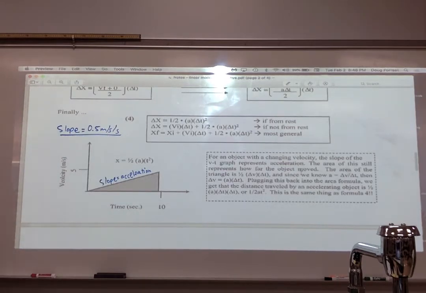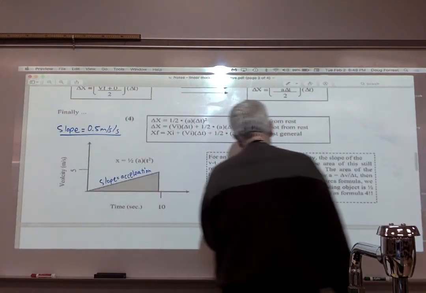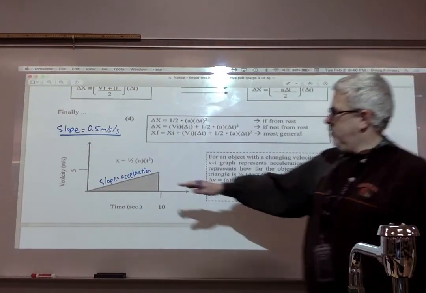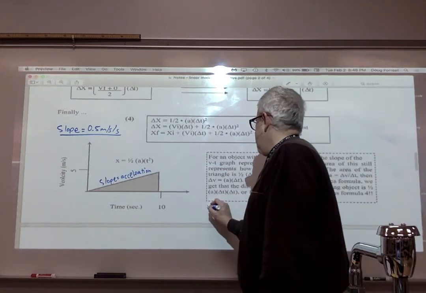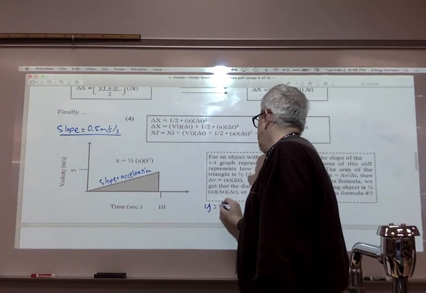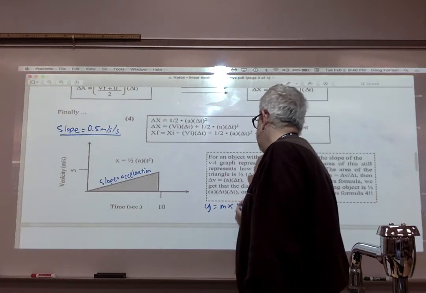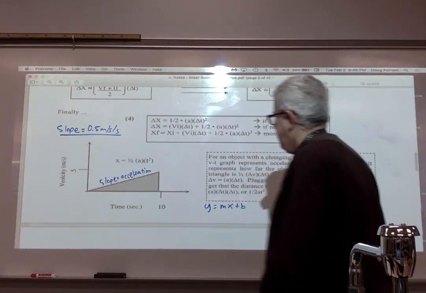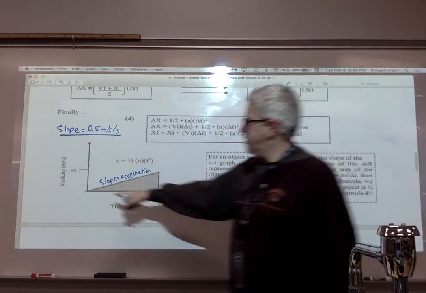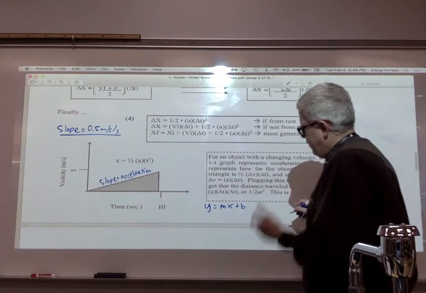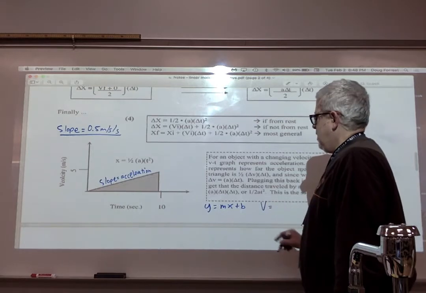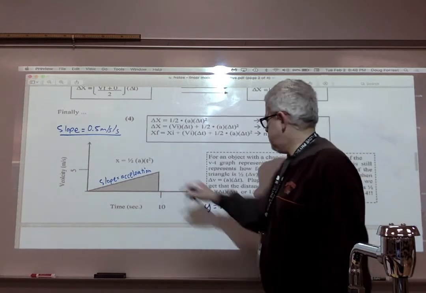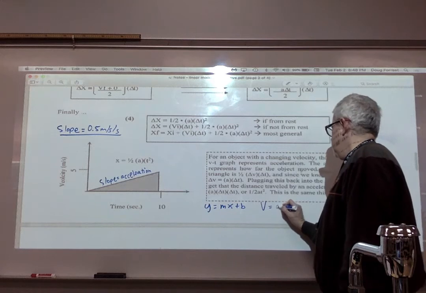Now, I've also talked quite a bit this year about how to take a general equation and make an equation for your specific graph. So if we think about our general version of the equation, which is y equals mx plus b, here our y-axis variable is velocity. It's really a final velocity after a certain amount of time, but I'll just put v. Our slope is acceleration. So that's acceleration.